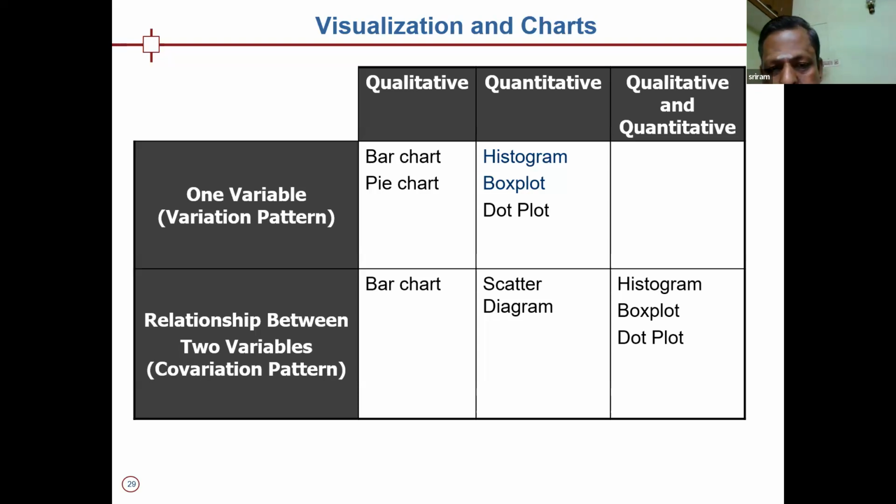Likewise, if both the variables are quantitative.